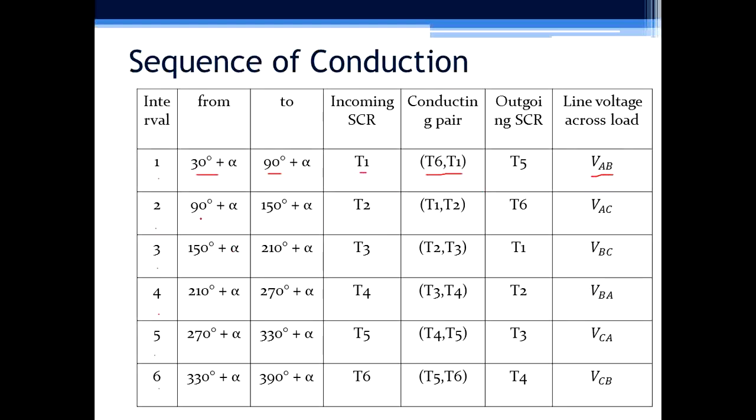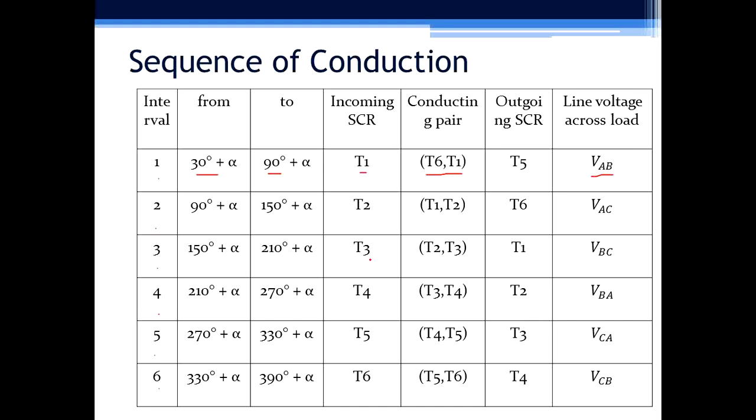The second interval is from 90 plus alpha to 150 plus alpha. Here T1 and T2 conduct and the output voltage is VAC. The third interval is from 150 plus alpha to 210 plus alpha. Here T2 and T3 conduct, and the output voltage is VBC. The fourth interval is from 210 plus alpha to 270 plus alpha. Here T3 and T4 conduct and the output voltage is VBA.